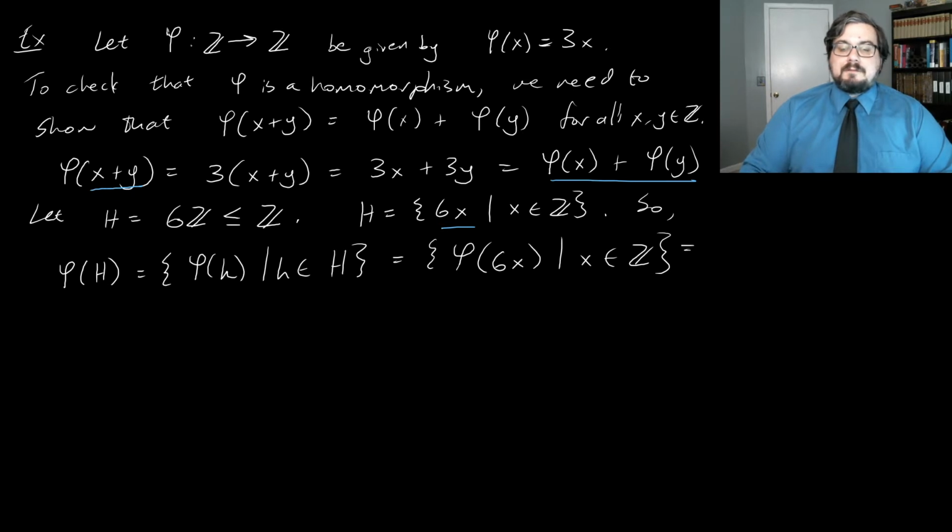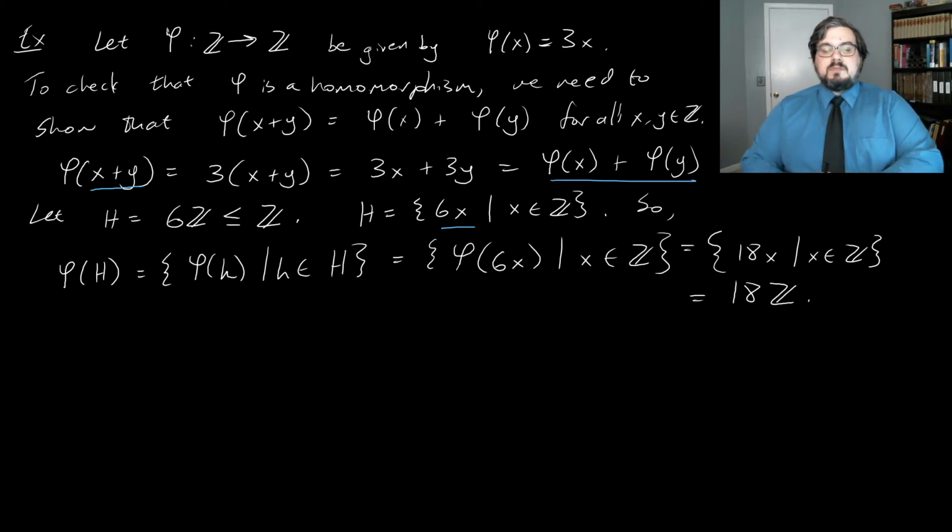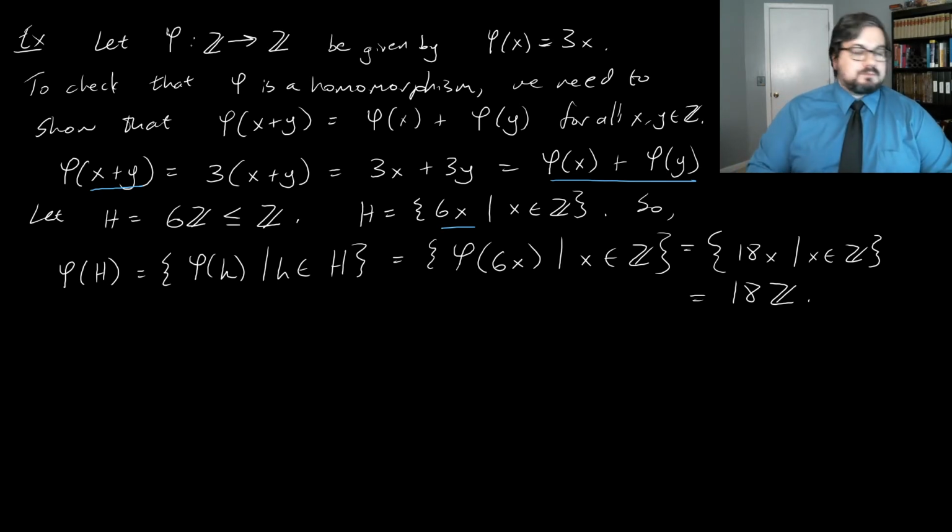And now we know what phi of 6x is, because phi multiplies anything by 3. So phi of 6x is 18x for all x in Z, which we can write as 18Z. So the image of the set 6Z is 18Z under this homomorphism. So that's the image of H. Let's look at the preimage of H.